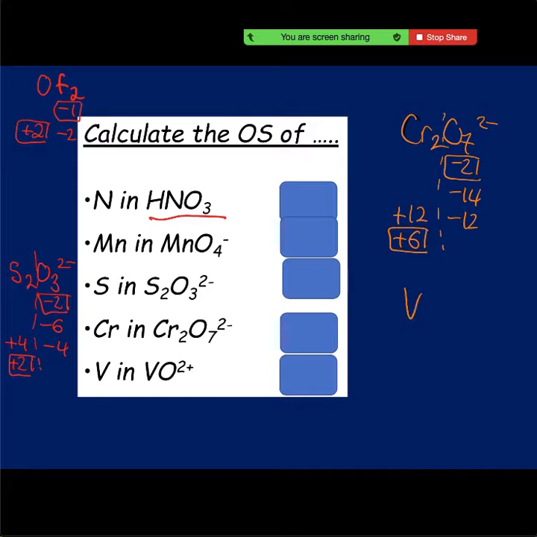And for the VO2 plus, this is rare, but it does happen. So this is negative 2. To have 2 plus left over, the other side has to be positive 4, because when I take positive 4 and add negative 2, I will end up with 2 positives.